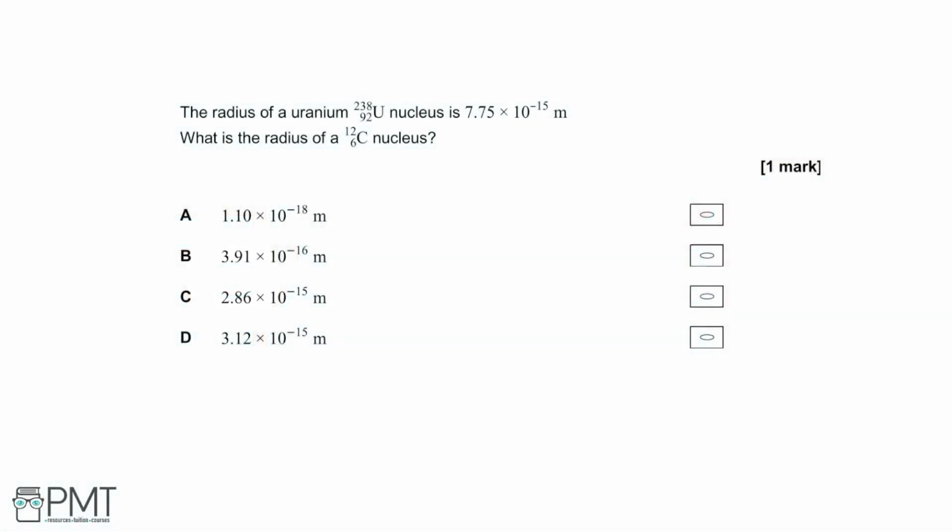This question is about the nuclear radius. The question says, the radius of a uranium-238-92 nucleus is 7.75 times 10 to the minus 15 meters. What is the radius of a 12-6 carbon nucleus? In order to answer this question, we need to use the relation between the radius of a nucleus and the number of nucleons it has.